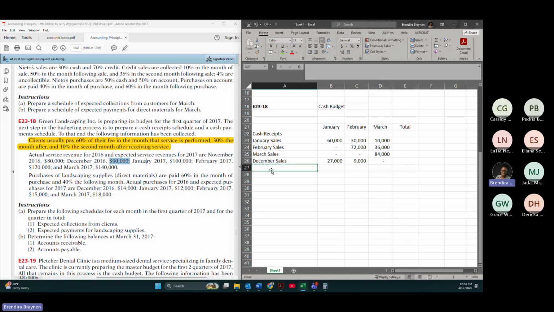Okay. Then November sales, they gave me November as well. They told me November is 80,000. Why? 60% of November is collected in November. 30% of November is going to be collected in the month after, that's December. And the second month after November is January. So we're going to be collecting 10% of this 80,000 in January. 10% of 80,000 is 8,000. And so therefore we expect to get 8,000.